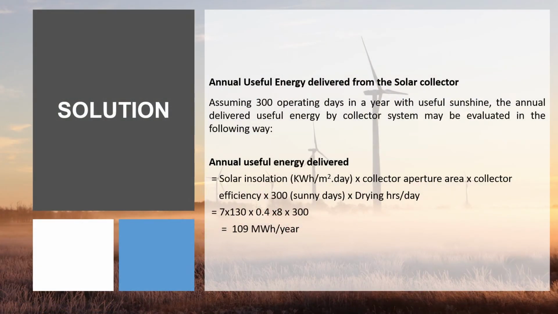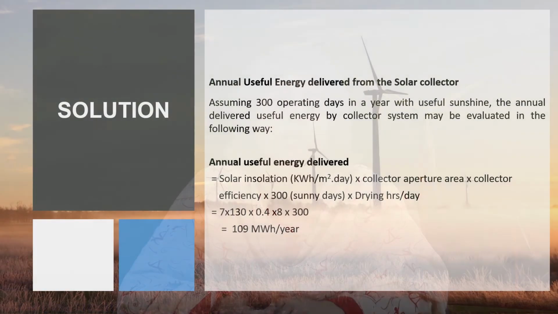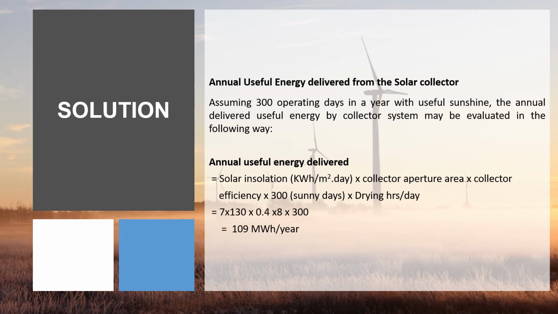First, we calculate annual useful energy delivered from solar collector by using the following formula. It is equal to the solar intensity, that is in kilowatt hour per meter square per day, into collector area, into collector efficiency, into 300 sunny days per year, into drying hours per day. Here the solar intensity is 7, collector area is 130 meter square, efficiency is 40%, drying hours per day is 8, and 300 sunny days. It is coming out as 109 megawatt hour per year.